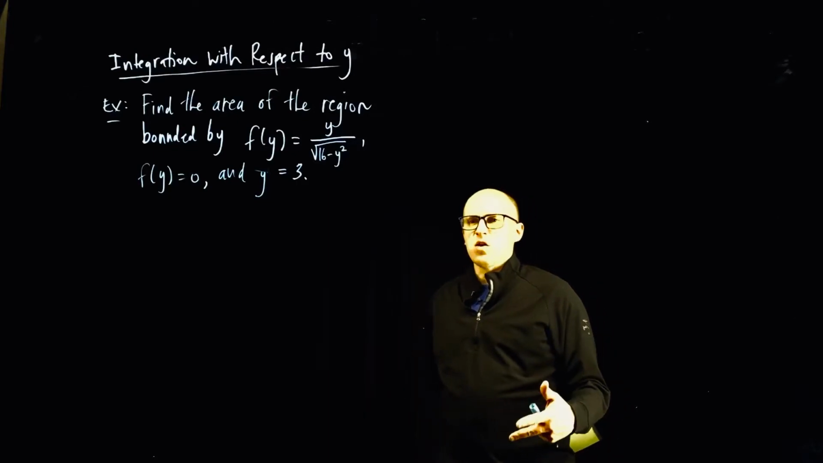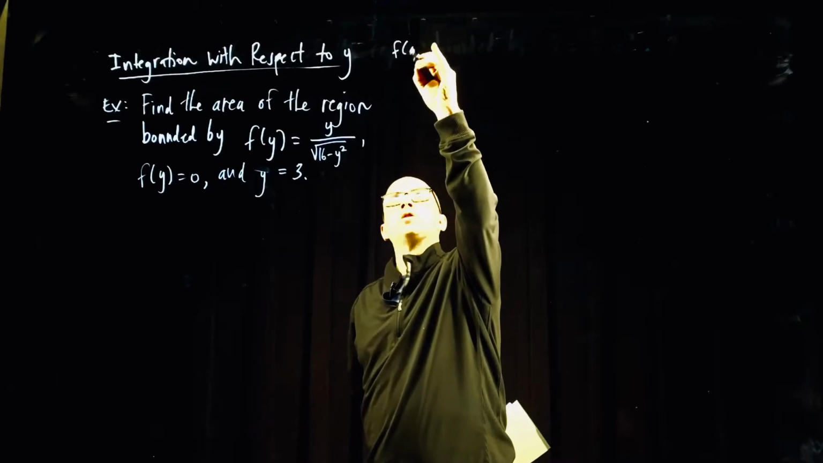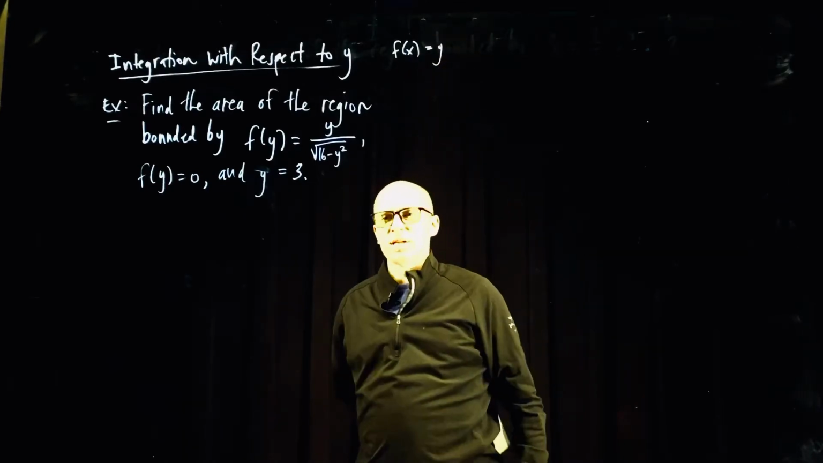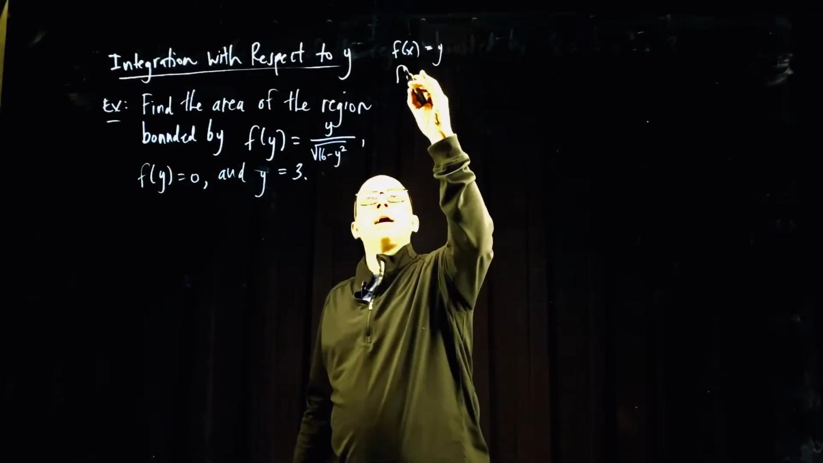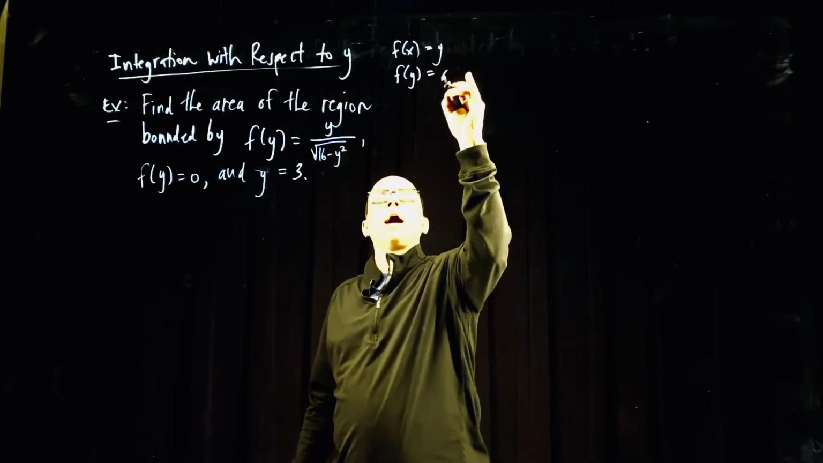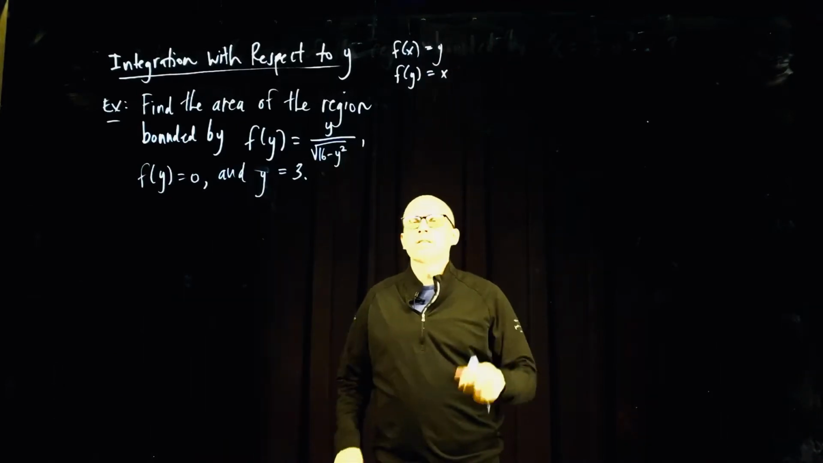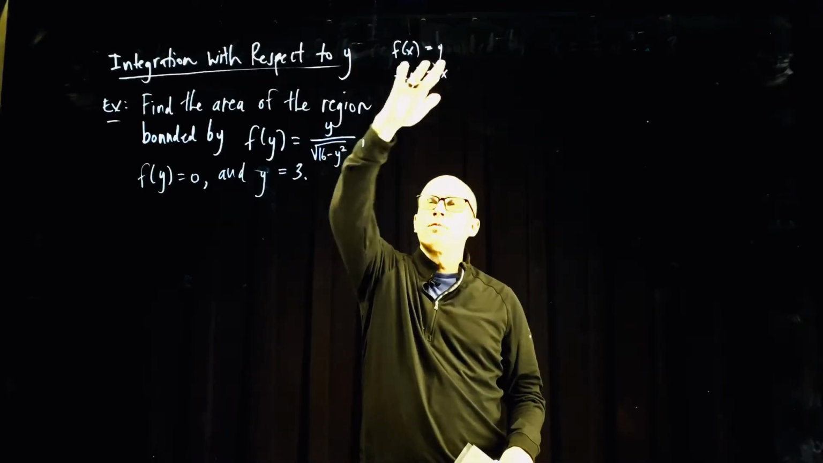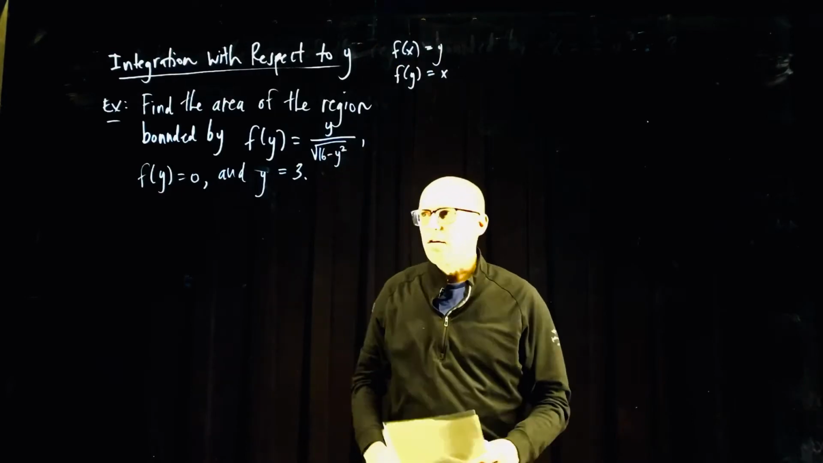So one thing to note, normally when we use function notation, we write a function f of x, and by f of x we're saying y. This is the opposite of that. By saying f of y, we're actually saying x. So we're writing x as a function of y. This is y as a function of x.